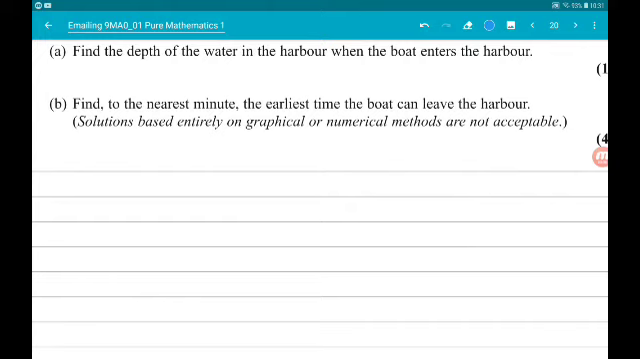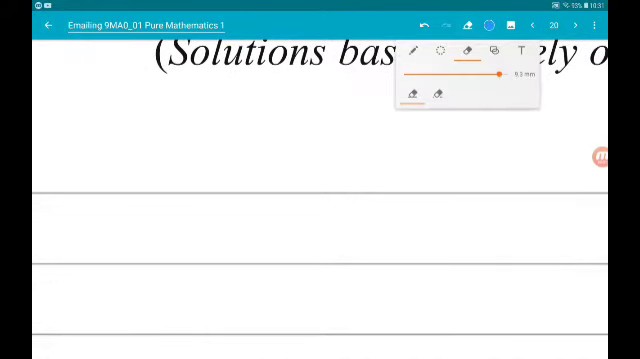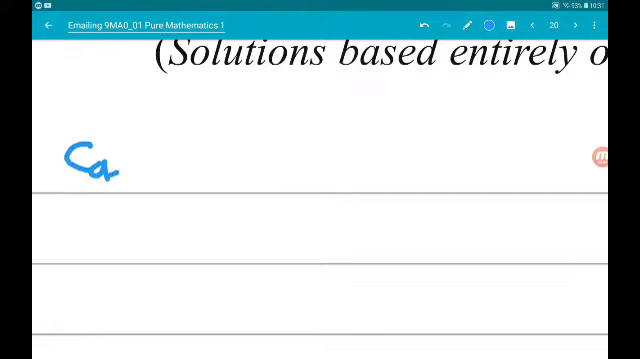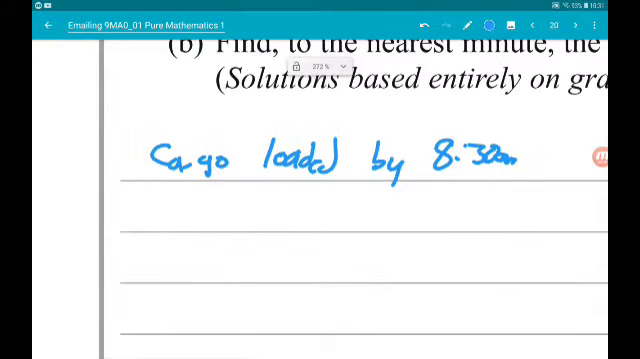Okay, then part B for 4 marks wants us to find the earliest time that the boat can leave the harbour. So we're not allowed to use methods based entirely on graphical or numerical methods. So, first up, remember we were told the boat takes 2 hours to load its cargo. So it entered at 6:30, so the cargo is loaded by 8:30 a.m. So it's ready to leave at 8:30.